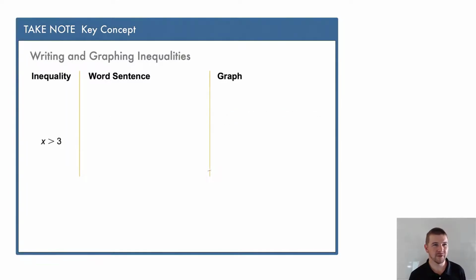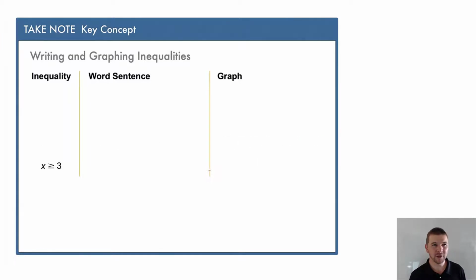Next, x is greater than 3. In a word sentence, x is greater than 3. In a graph, open circle at 3, indicating that 3 is not a solution, or not a part of the solution set, and an arrow pointing to the right, indicating that all values to the right of the point 3 are part of the solution set.